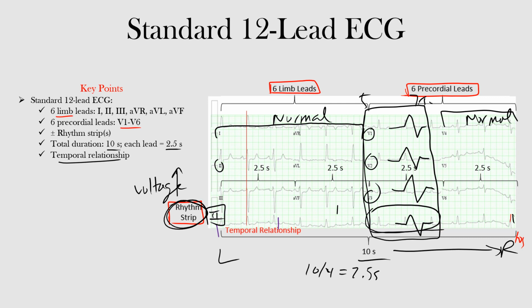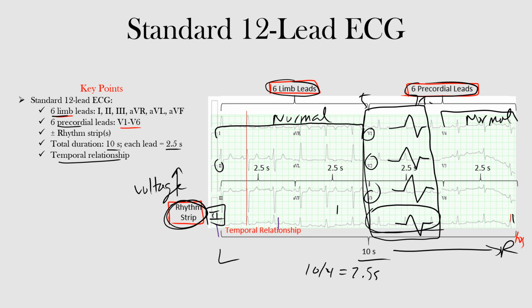Okay, let's briefly review what we discussed before we end. So again, the standard 12-lead EKG is made up of 6 limb leads and 6 precordial leads. The 6 limb leads are on the left, the 6 precordial leads on the right. The limb leads are 1, 2, 3, AVL, AVF, and AVR. And the precordial leads are V1 through V6 as we go from the right to the left side of the precordium. Then there's often the rhythm strip. There can be more than one rhythm strip as well.